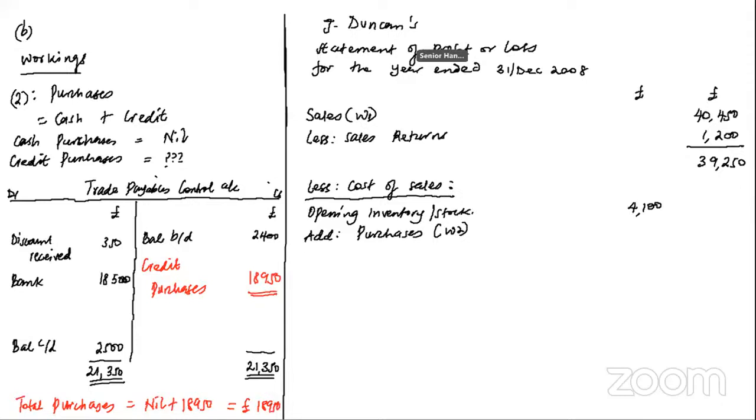So that is our credit purchases figure or our total purchases figure, which we can take to our statement of profit or loss here. Here we have 18,950. When we add this, we get how much? When we add our purchases to the opening stock, we get 23,000.